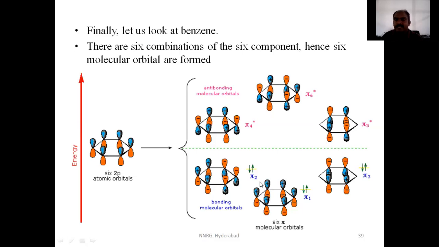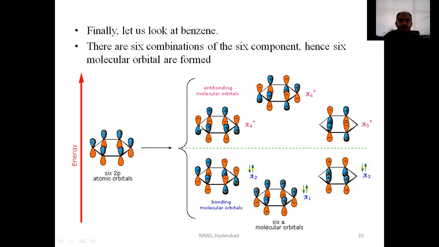Psi 2 and psi 3 are at the same energy levels because each has one node. This is one node and this is one node. So these two molecular orbitals have the same energy levels, and these two molecular orbitals have the same energies. Psi 4 and psi 5 have the same energy because they have two nodes, one here and one here.